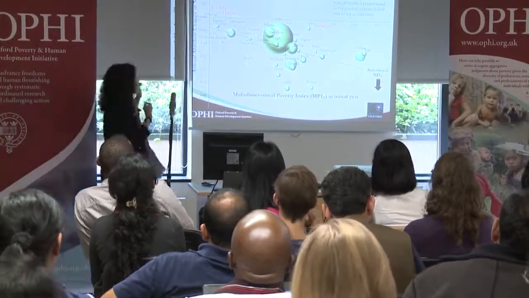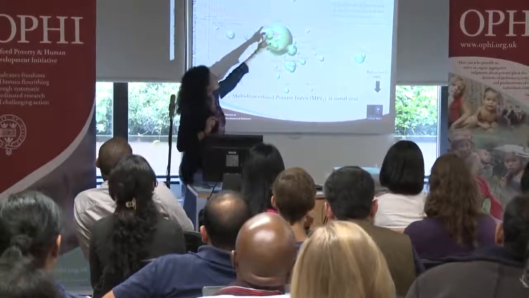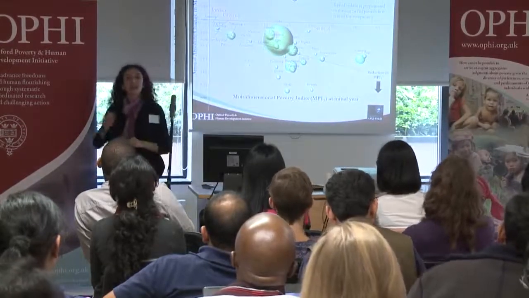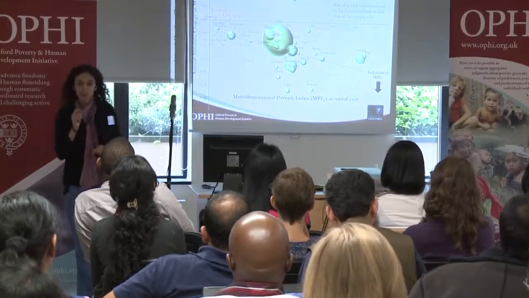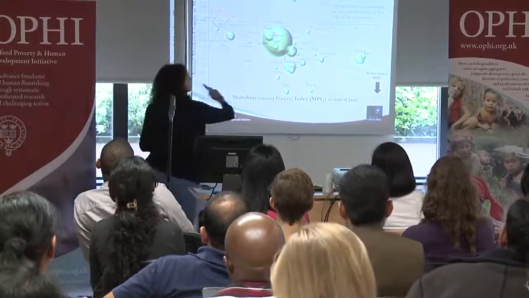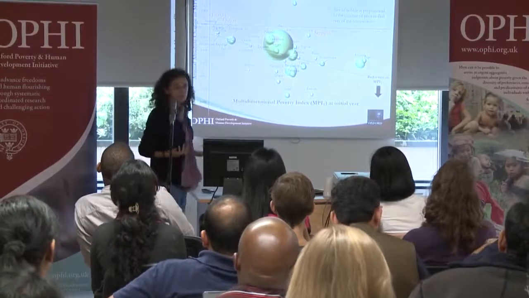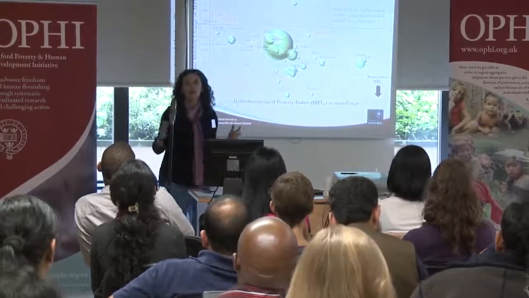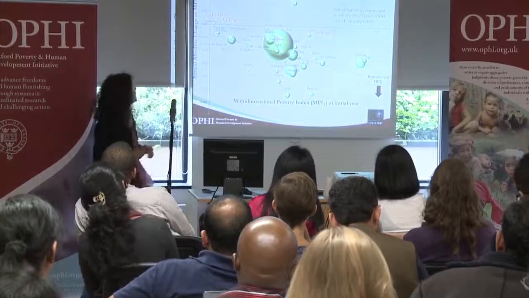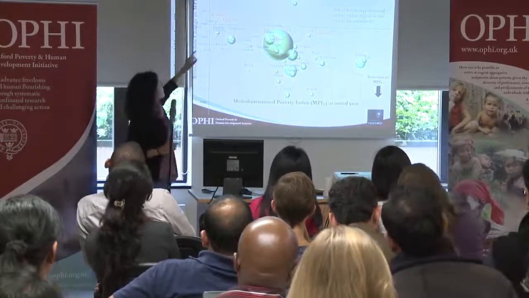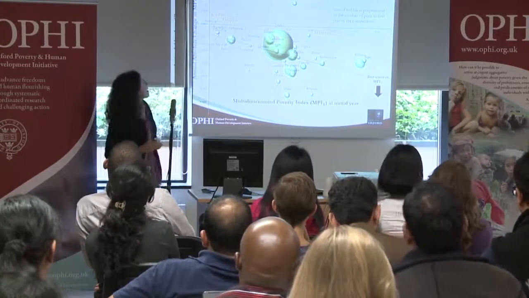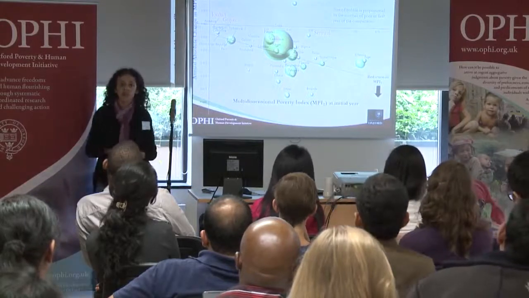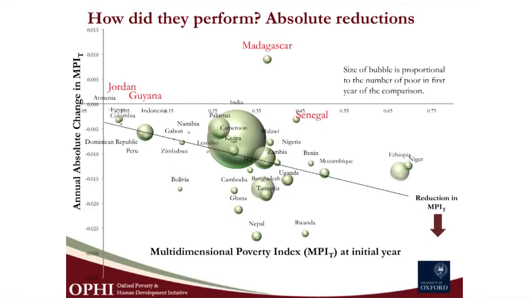Just a note, I didn't explain the graphs here. The horizontal axis gives us the MPI in the first year of the comparison. So countries more to your right are poorer. You can see Niger and Ethiopia are the poorest in this database. Countries to the left are the less poor. Armenia, I think, is the one with the lowest poverty in our sample of countries. On the vertical axis, we have the annualized change in the MPI, so how much on average each country reduced poverty.